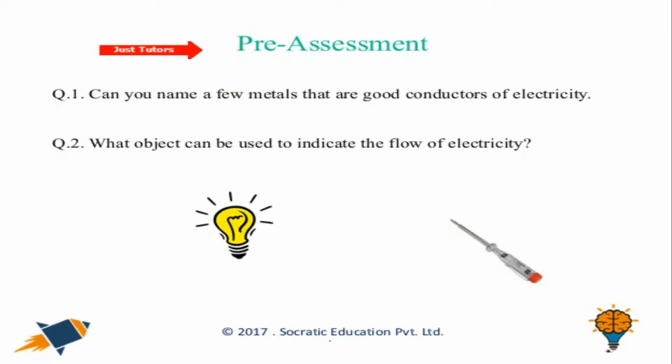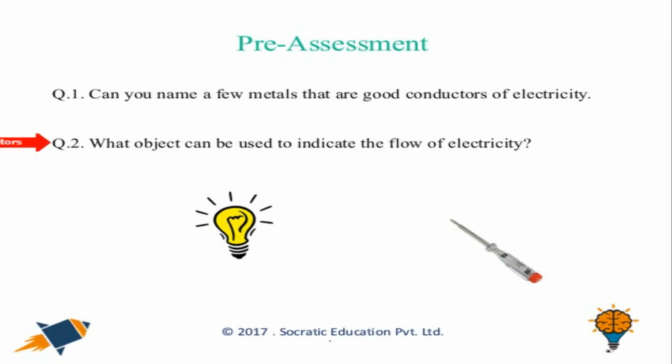So these are some pre-assessment questions. You can pause the video and do the questions. After that, we can go ahead with the answers. Question 1. Can you name a few metals that are good conductors of electricity? We can say copper, iron, and there are many more.